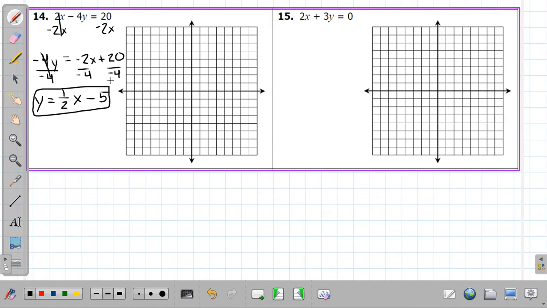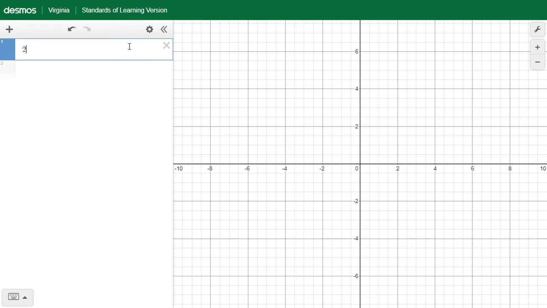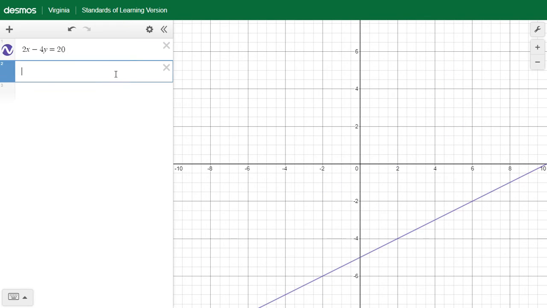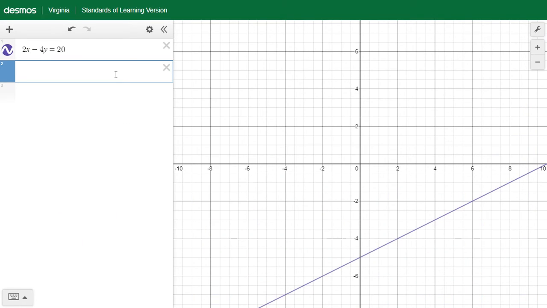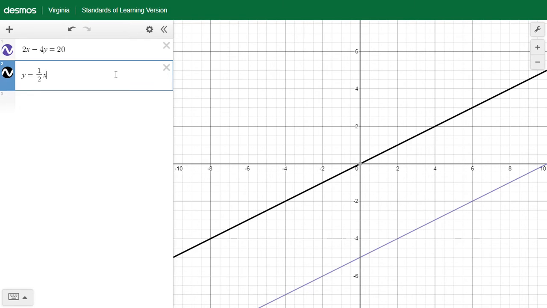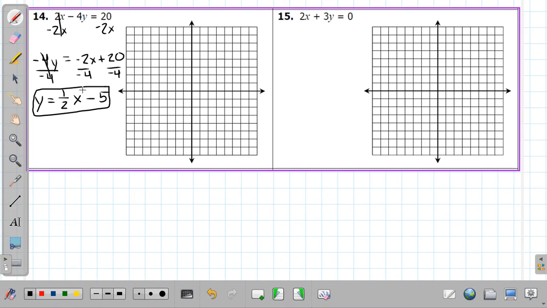But as always, if you need to, just double check yourself. 2x minus 4y equals 20. And then we had y equals 1/2 x minus 5. There you have it. Both lines are exactly the same. You can see one just goes over the other, which tells us that this equation is correct.